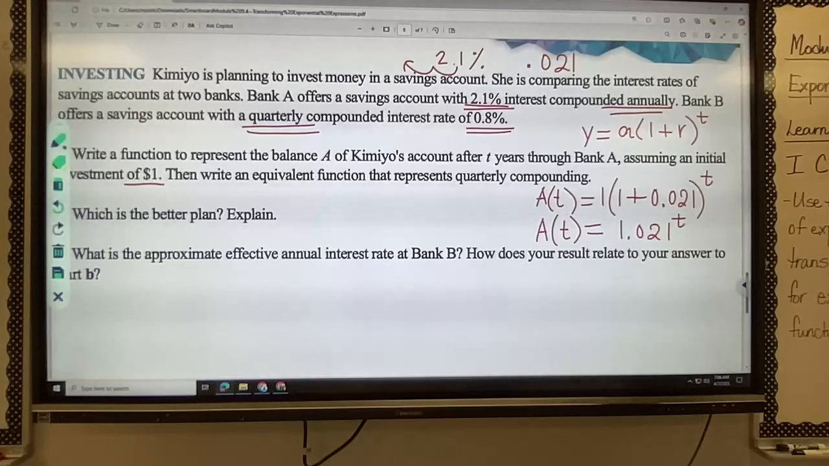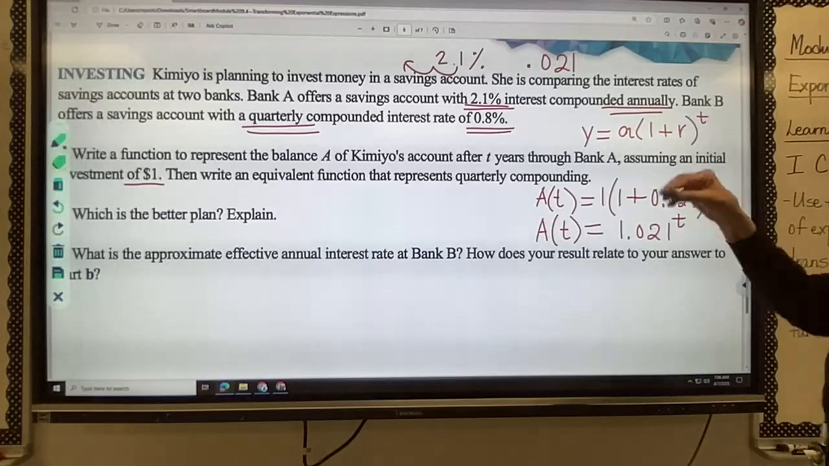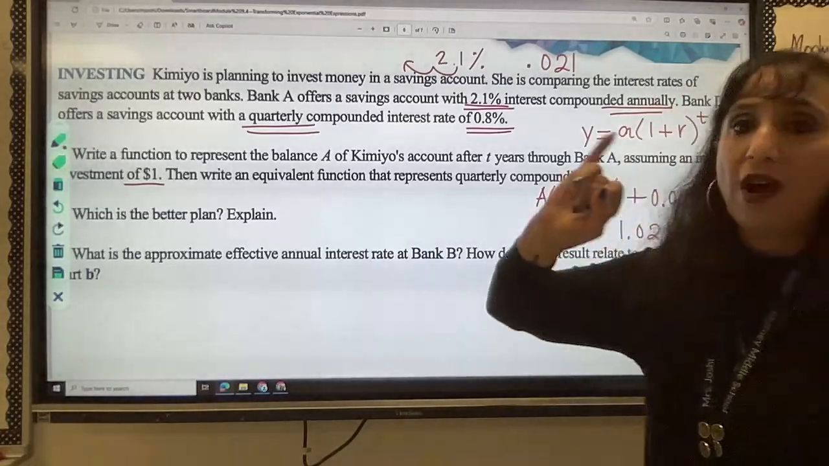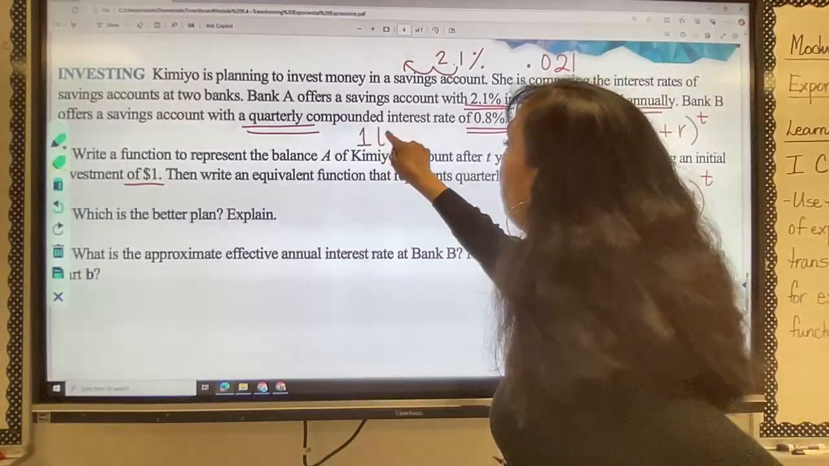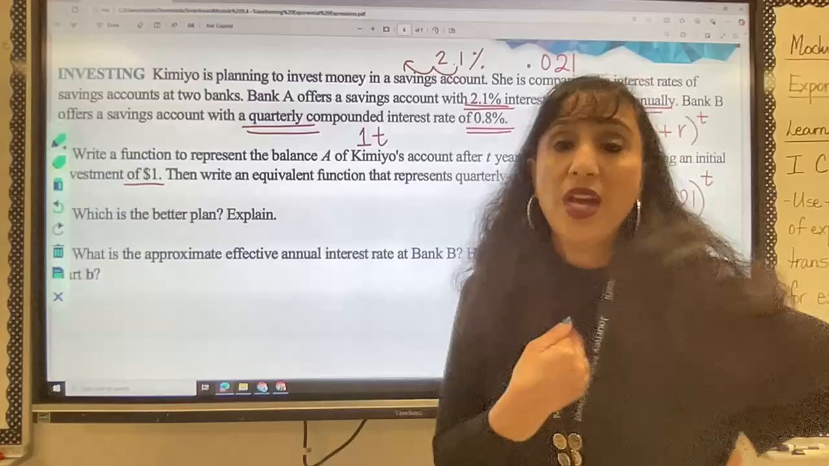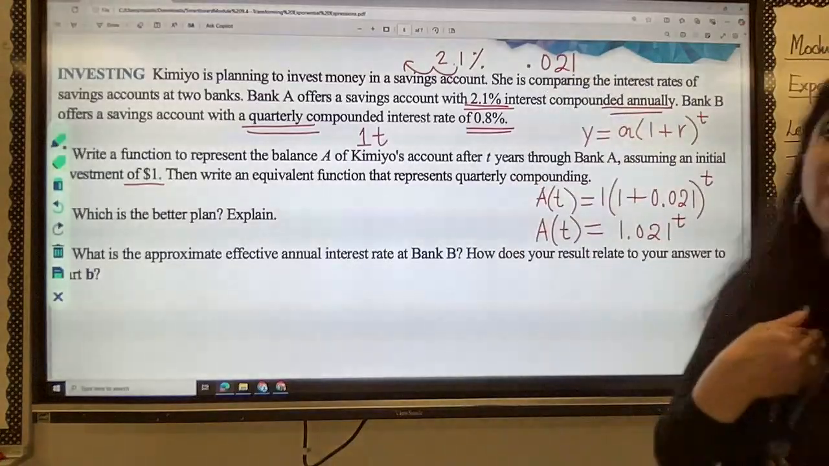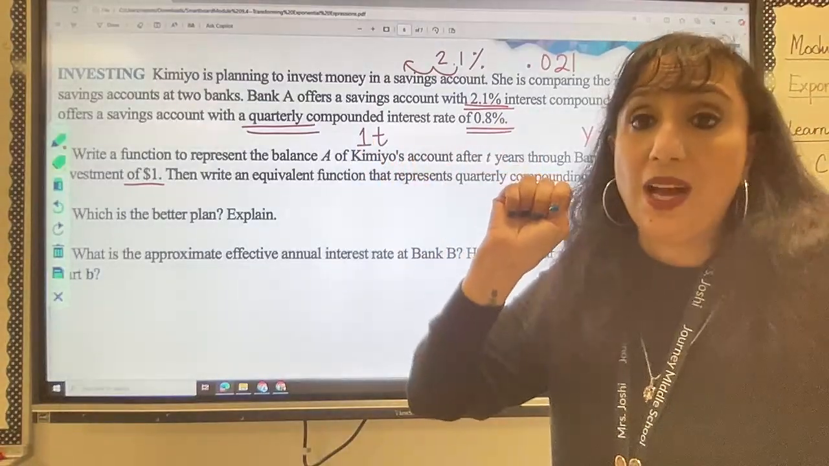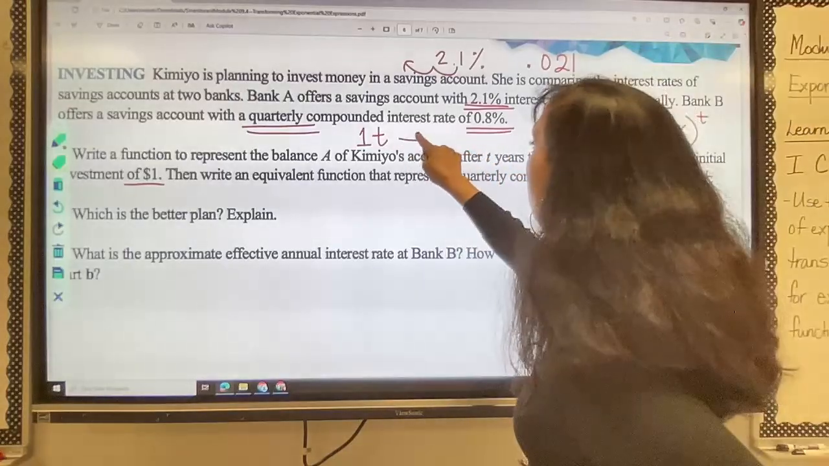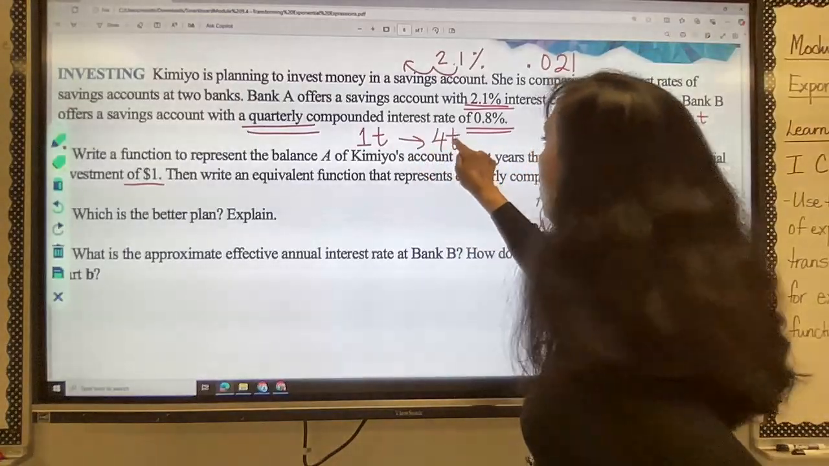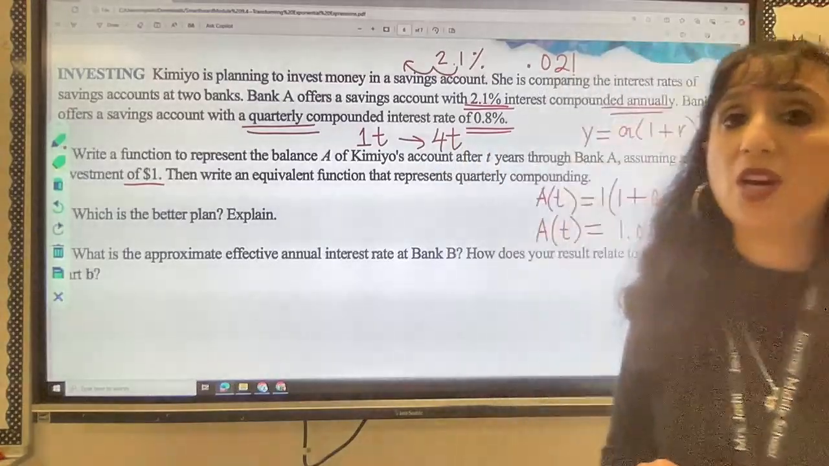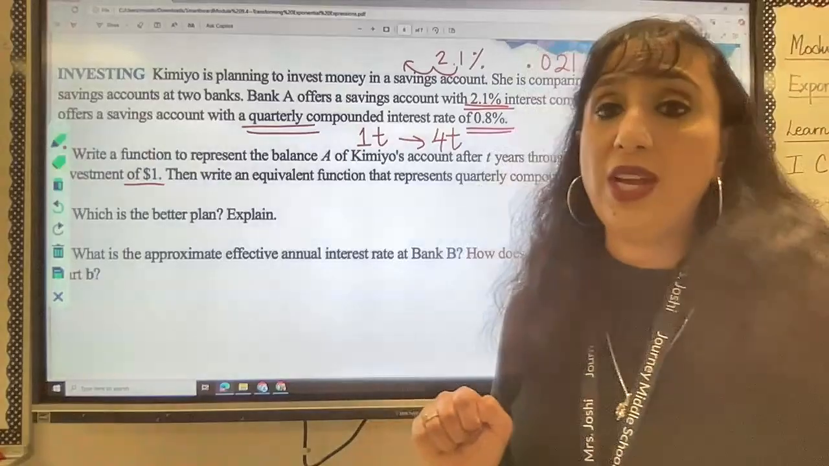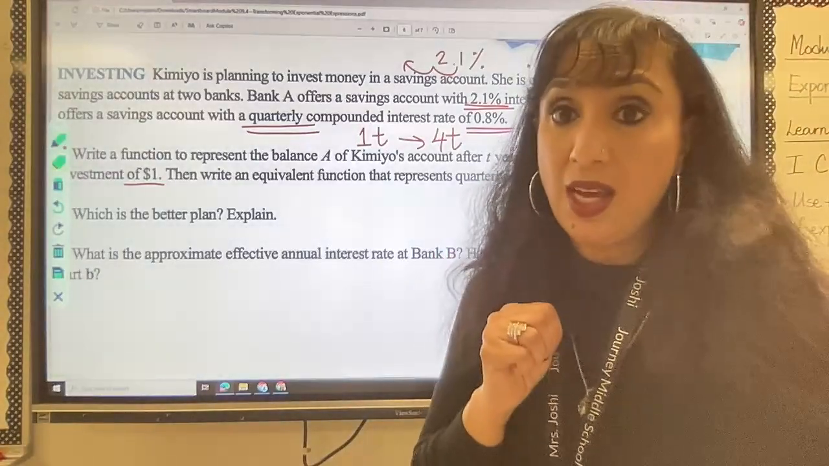Now, we are going to write a function that represents 4 compoundings per year. Okay, hers is what? Annual. So right now it is what? It is 1t. But what we have to do is make sure that because it's 4 compoundings, that has to change to 4t, which is going to be my power. So because of compounding, this has to change to 4t. Okay, because if I'm saying quarterly compounding, that means it's compounded 4 times in the year.